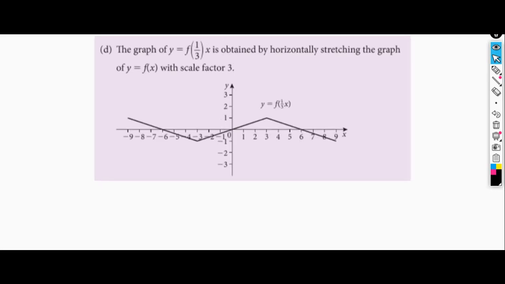And finally, when we have f of 1/3 x, what we get, and this is wrong here, by the way, this is not the right notation. This should be f of 1/3 x. And what we get is a horizontal stretch by a factor of 3. So in this case, all the y coordinates stay the same, but the x coordinates are multiplied by 3.